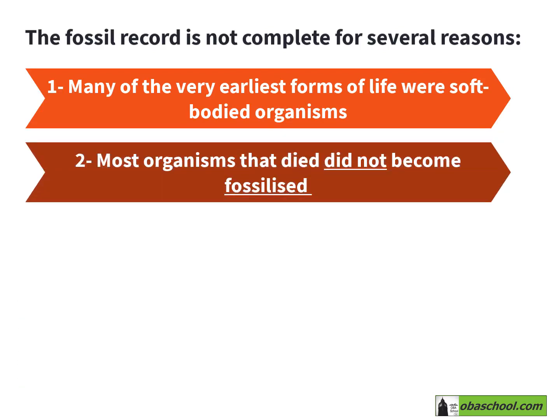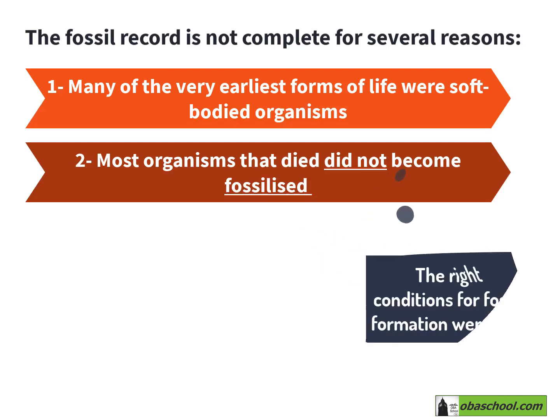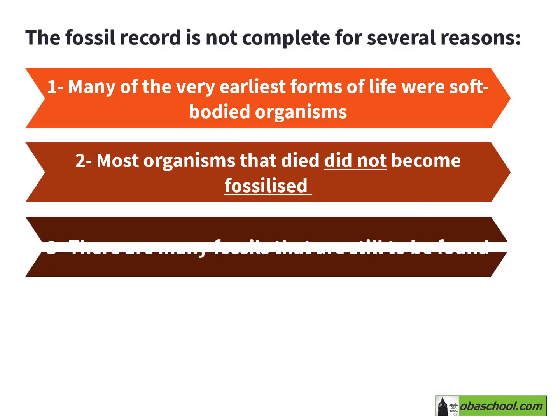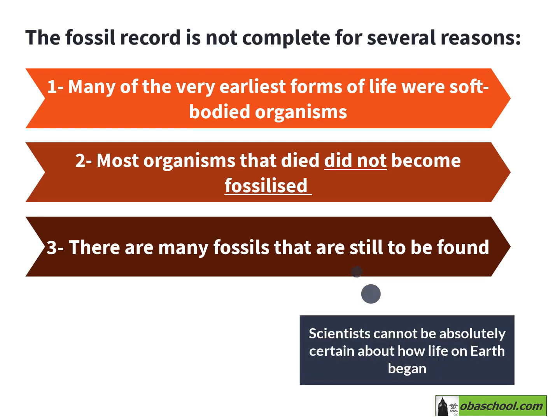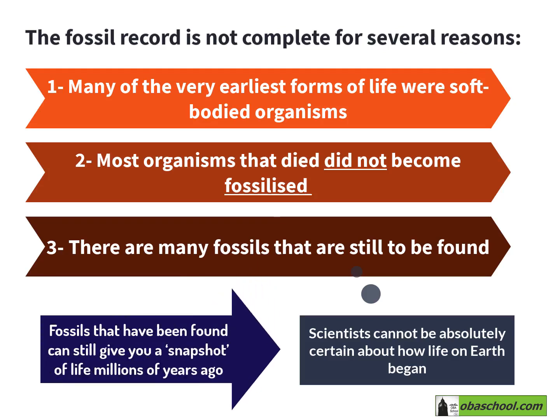In addition, many organisms that died did not become fossilized. This is because the right conditions for fossil formation were rare. And finally, there are many fossils that are still to be found. This is why scientists cannot be absolutely certain about how life on Earth began. But the fossils that have been found can still give us a snapshot of life millions of years ago.